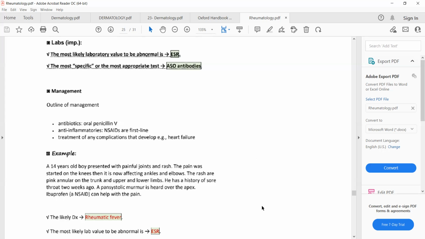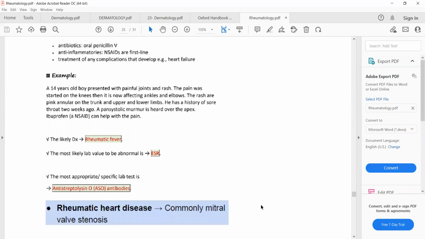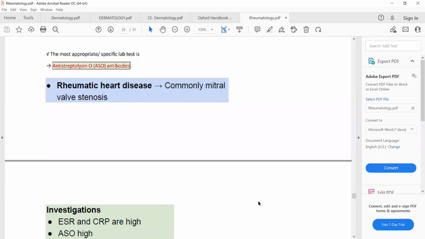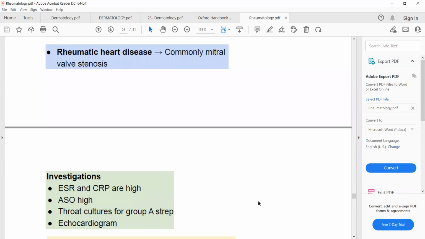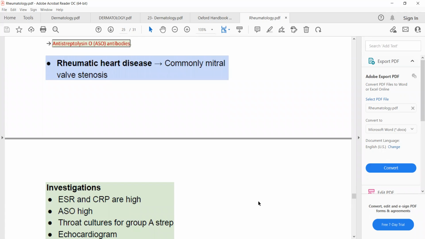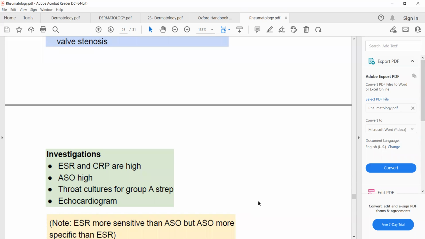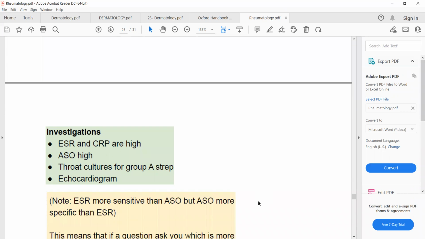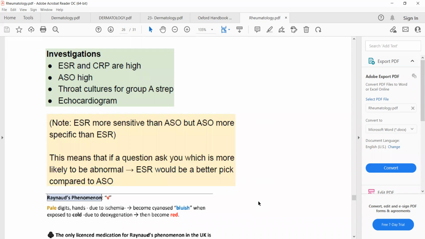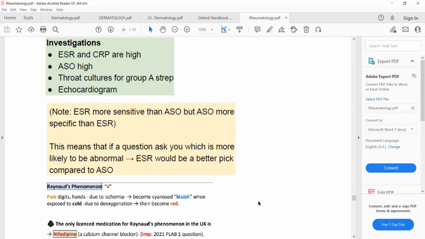The most likely abnormal lab value is ESR. The most appropriate lab test is antistreptolysin O. The most commonly involved valve is the mitral valve, and it can result in mitral stenosis as well as mitral regurgitation. So the more sensitive test is ESR, and the more specific test is ASO titer.